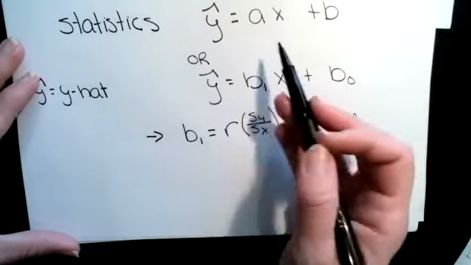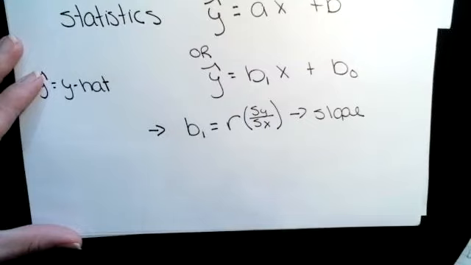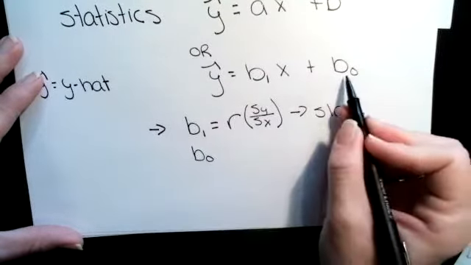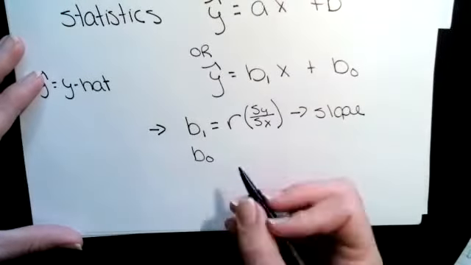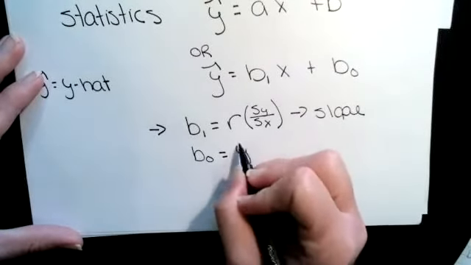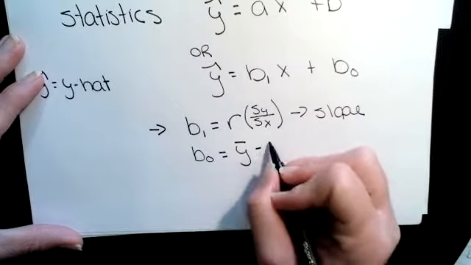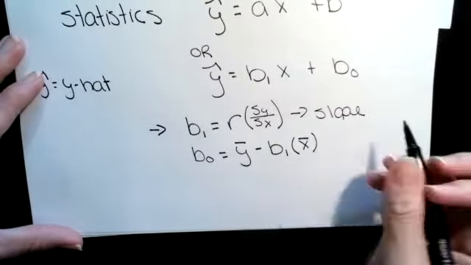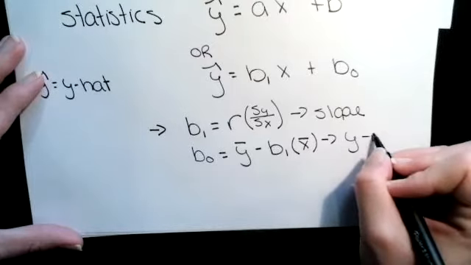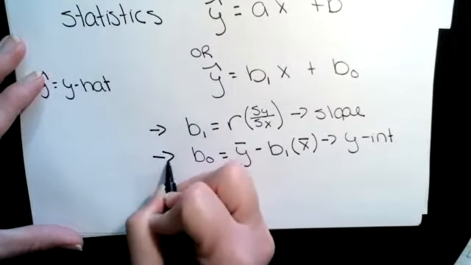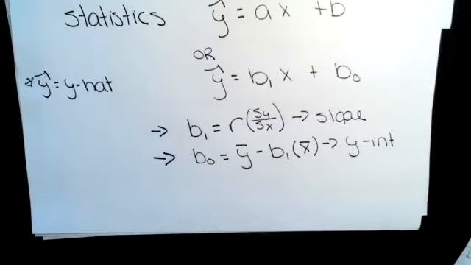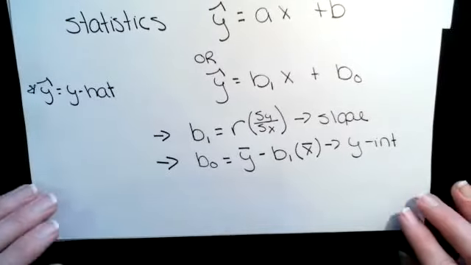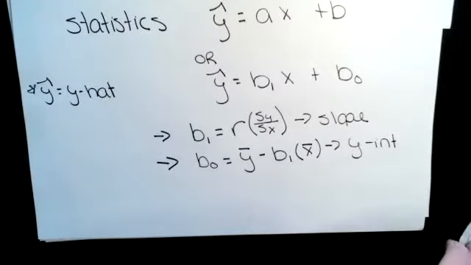So that's b1 or a, and b naught is my y-intercept, or here would be b, is going to equal my sample mean of y minus b1 times my sample mean of x. And this is my y-intercept. Again, we're not going to use this calculation either. I'm just showing you, and I think we already know how to do most of this from algebra, so we're not going to do it by hand anymore, okay?